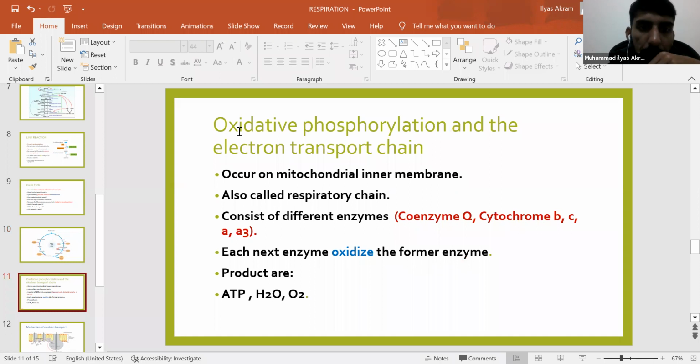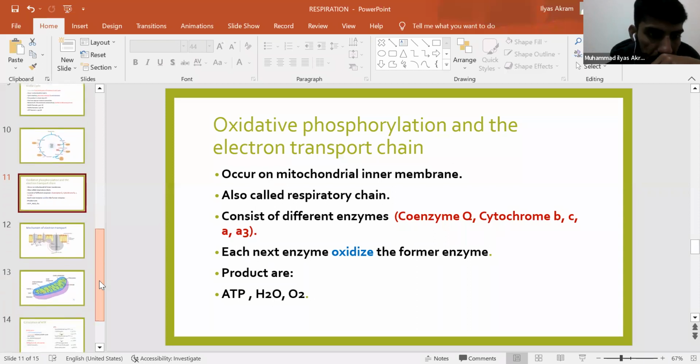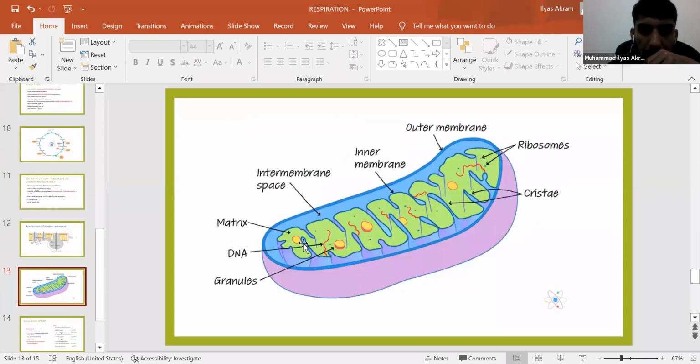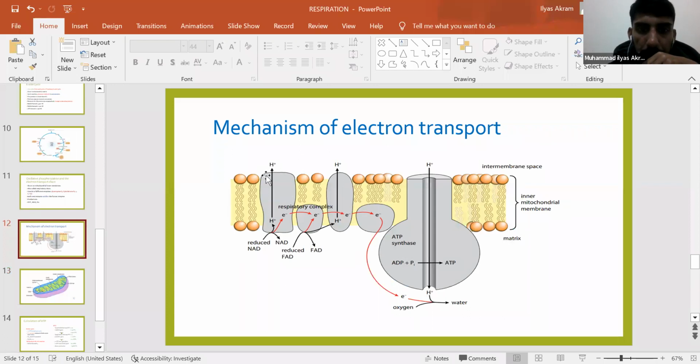The last process is oxidative phosphorylation and the electron transport chain. The electron transport chain occurs on the mitochondrial inner membrane. This is a mitochondria, here is the mitochondrial matrix, and this is the inner membrane of the mitochondria. The oxidative phosphorylation process occurs on this membrane. This is the inner membrane having ATP synthase, along with other molecules such as complexes and cytochrome A, B, C, and all of these.